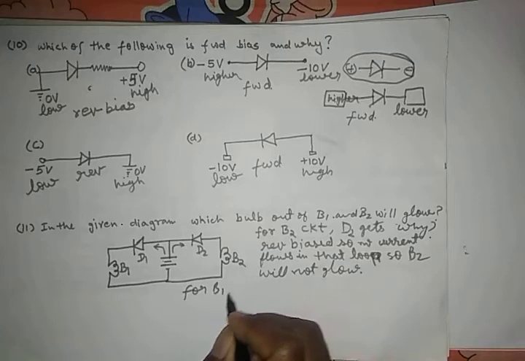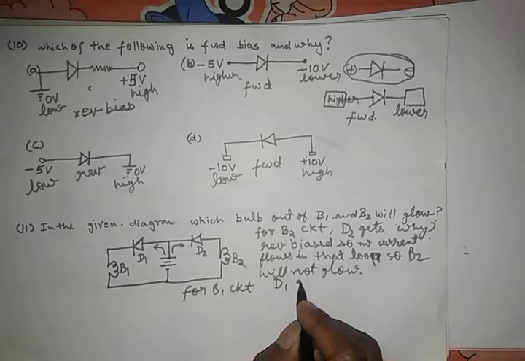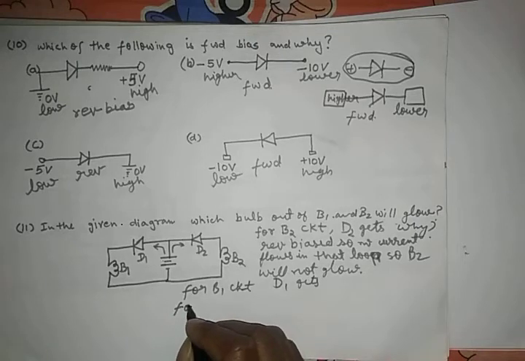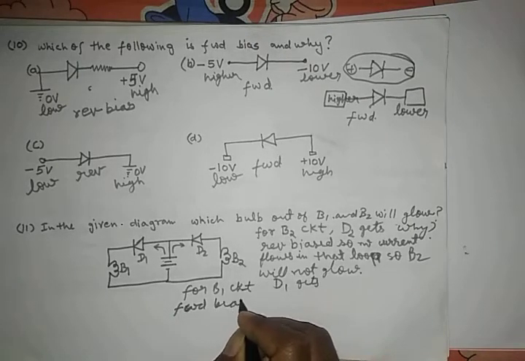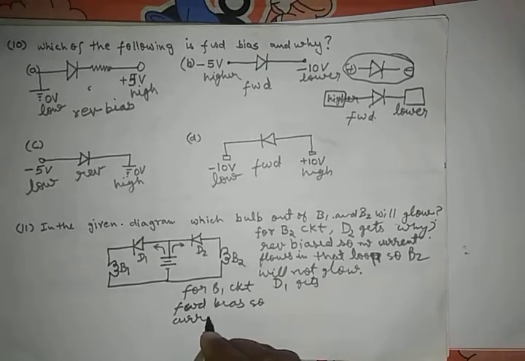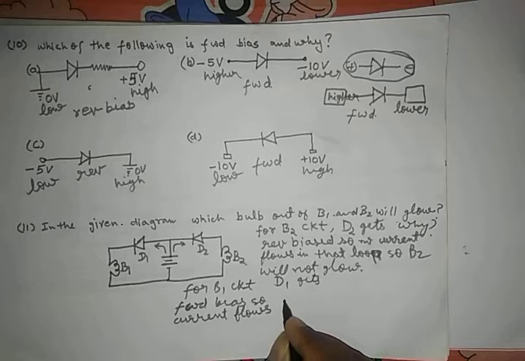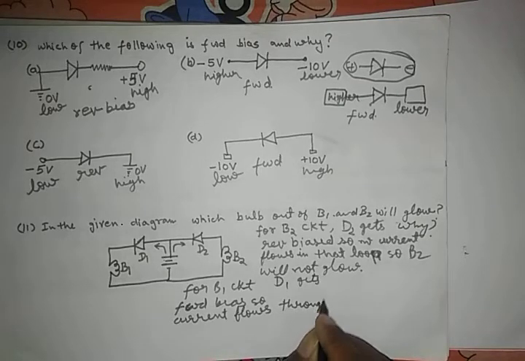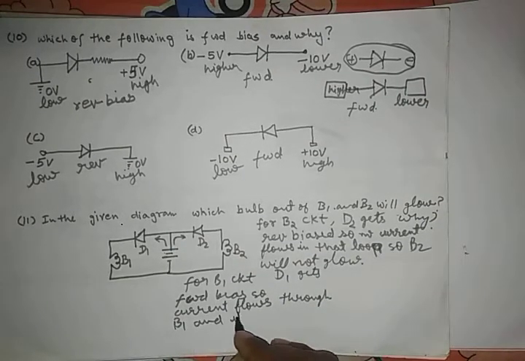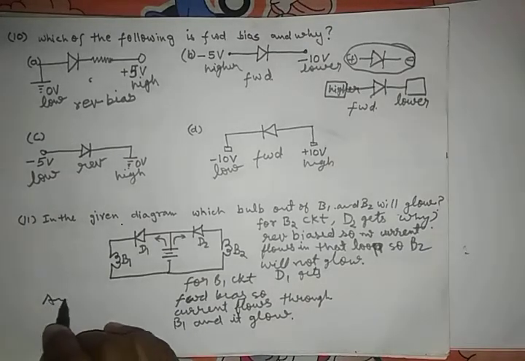For the B1 circuit, D1 gets forward bias. So current flows through B1 and it glows. So the answer is B1.